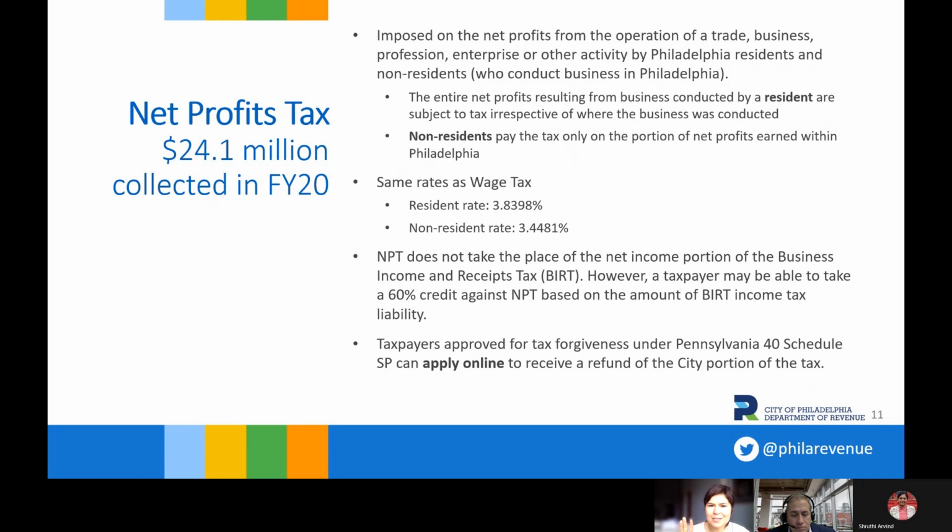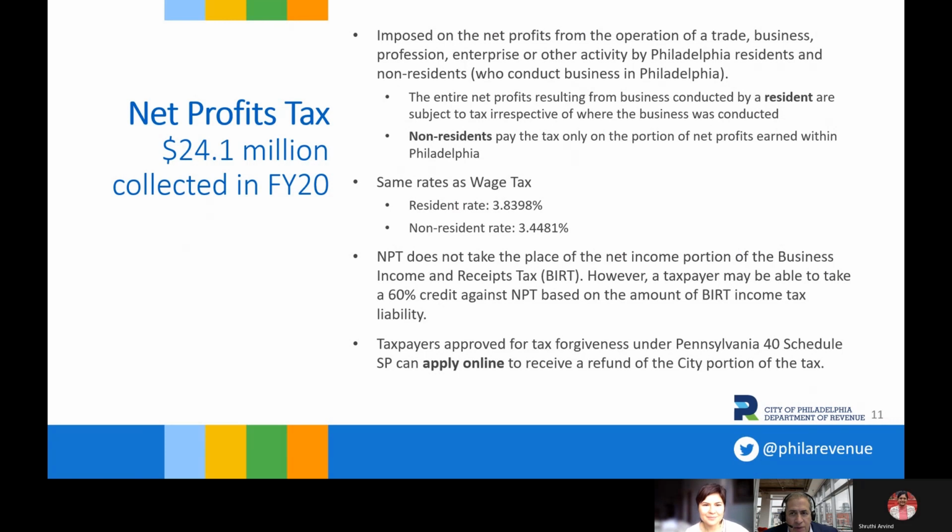So we usually discuss these three, wage, earnings, and net profits, all together because the tax rate is all the same across all three tax types. And John, you'll get into it. Why don't you tell us more about net profits?